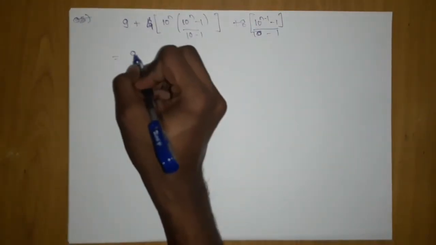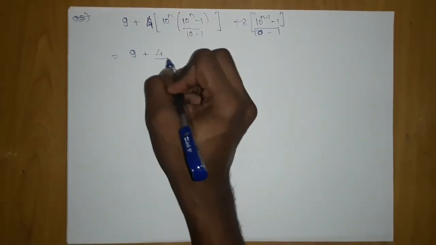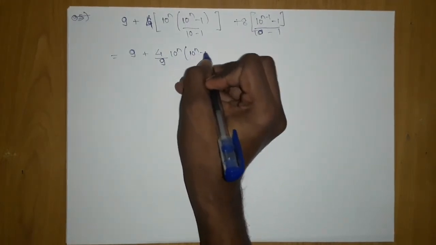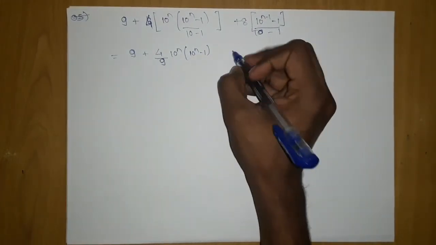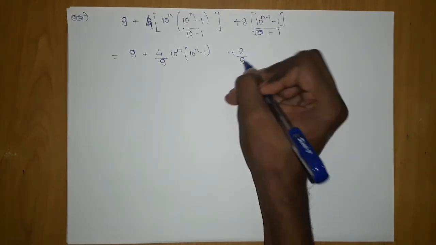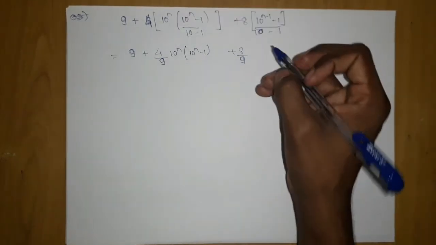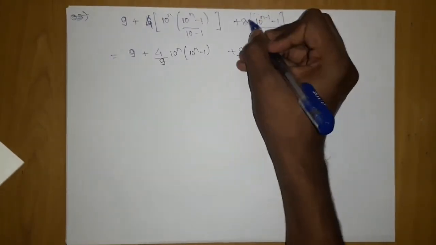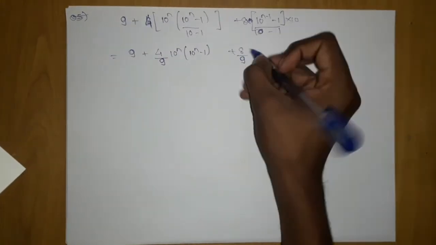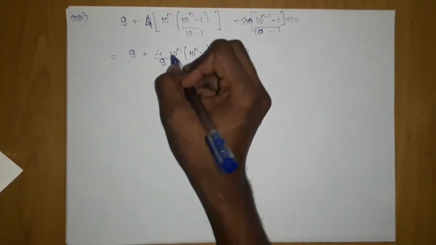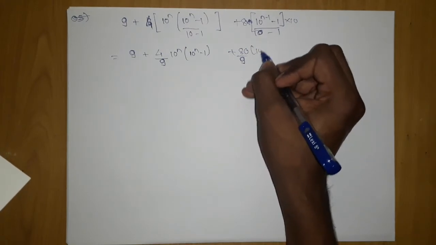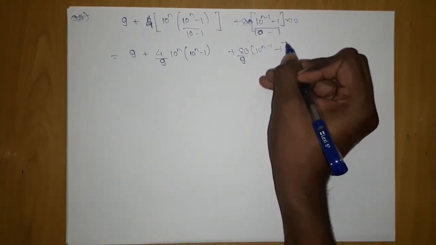So what I am getting, 9 plus 4 by 9 into 10 the power n into 10 the power n minus 1. Similarly here 8 by 9, here will be 10, the first term. We forgot to place here 10, so you can expect here 8 into 10, so 80. Similarly here 4 into 10 power n doesn't make any great difference, into 10 power n minus 1.